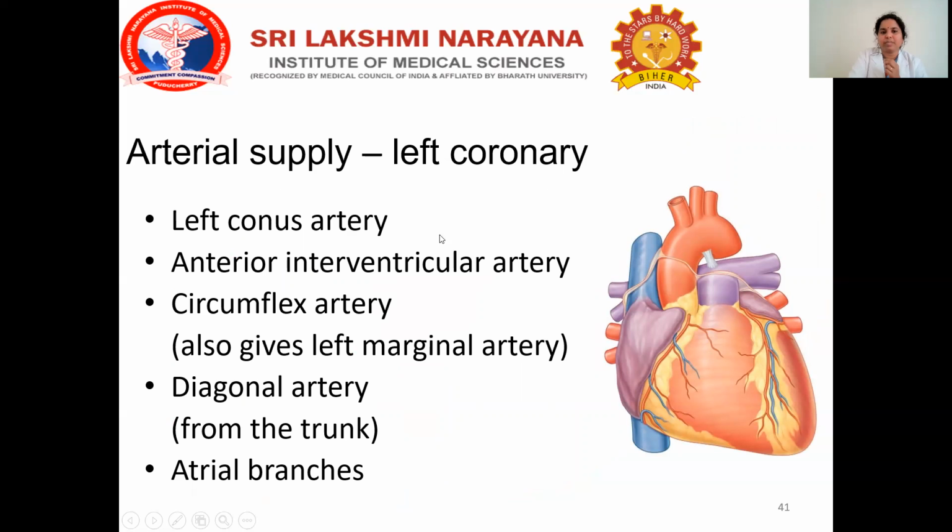To summarize, the left coronary artery gives the left conus artery, the anterior interventricular artery, otherwise called the anterior descending artery, and the circumflex artery. It also gives the marginal artery. The diagonal artery may arise from the circumflex artery or sometimes arise directly from the trunk. It gives many atrial and ventricular branches on the inferior surface of the heart.